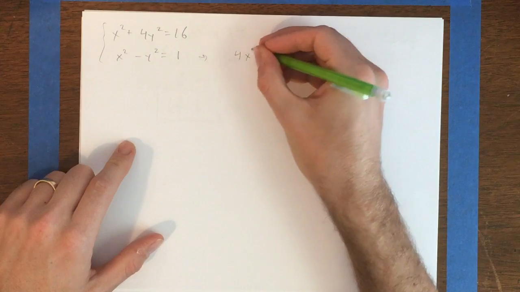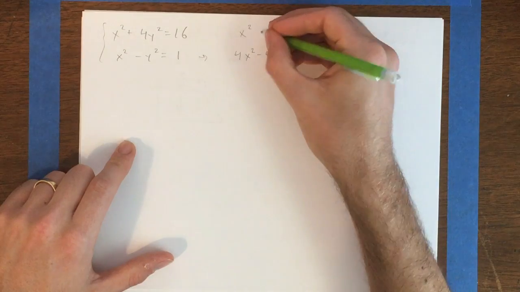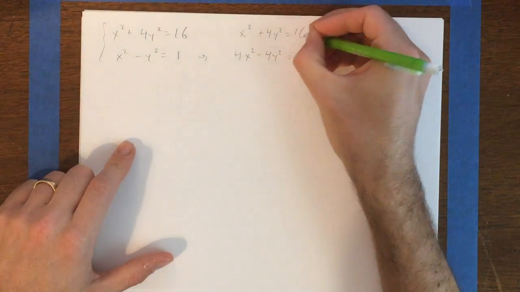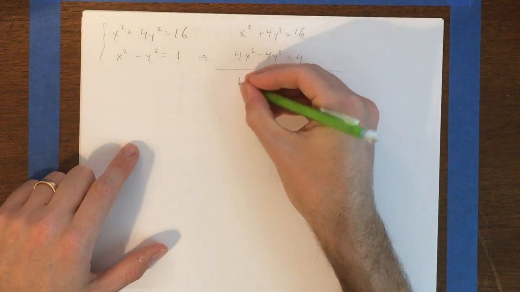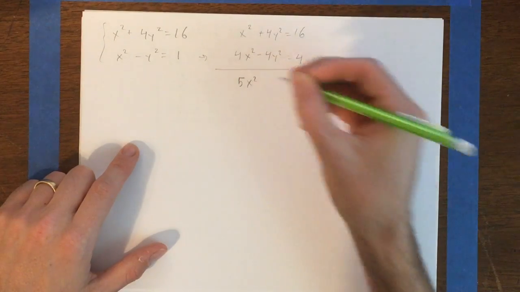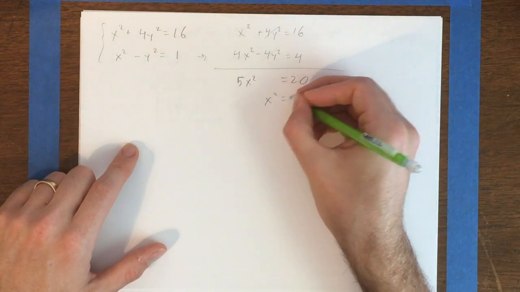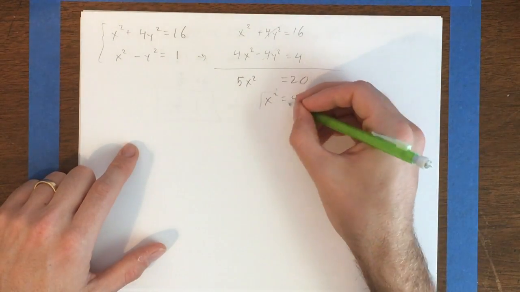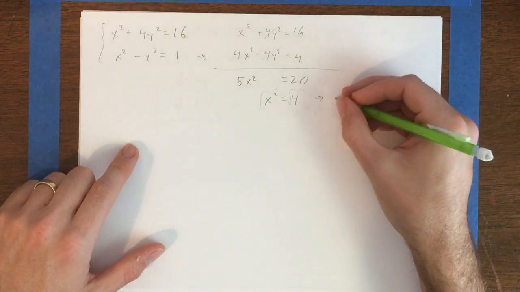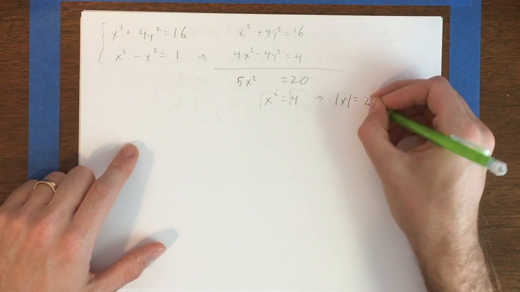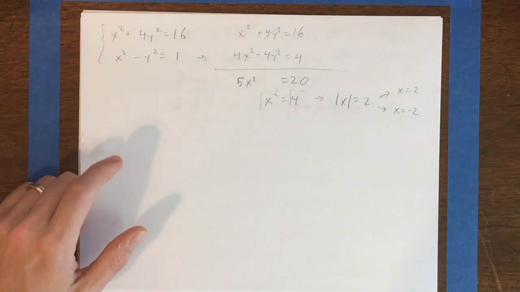So I'm going to get 4x squared minus 4y squared equals 4. And then writing the first equation again, just so that we have them next to each other, we can add the columns. So it looks like I'm going to get 5x squared, y squareds will cancel out, and then equals 20. So dividing by 5, I have x squared is 4, and then I can take the square root of both sides. You can jump straight to the solution, although I'll take the opportunity to remind you that this simplifies as the absolute value of x equals 2, which means we have x is 2 or x is -2.